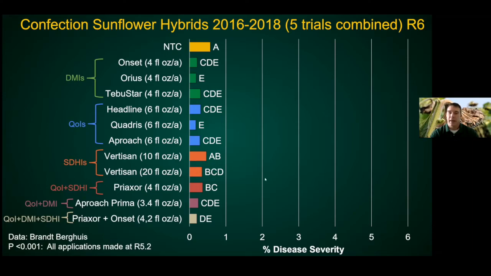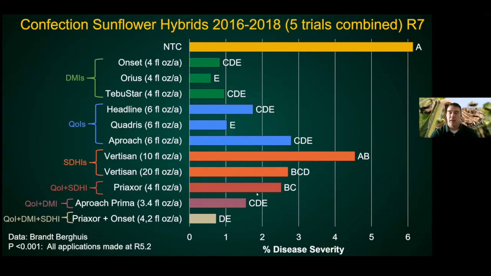Well, we came back at R7 and rust had exploded on us. And it happened in more than one trial. Remember, this is the average of 5 different trials. And so how you read this, at R7, you've got more disease severity the bigger the bar. So disease severity is here. You've got a non-treated control with 6 to 7%. And then you've got pretty good rust management with a lot of these different products.